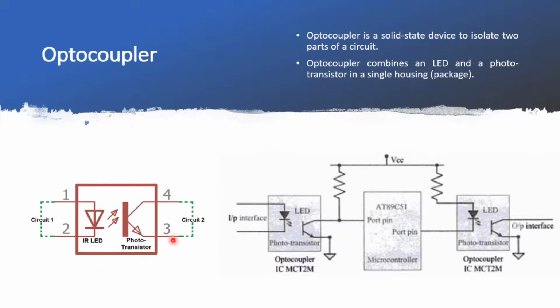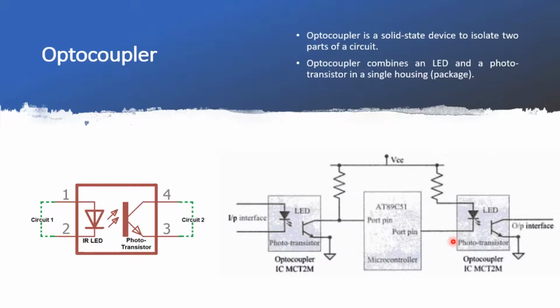So this is the basic structure. Here, how we obtain isolation is, circuit 1 and circuit 2 do not have a direct electrical connection. A current does not directly flow from circuit 1 to circuit 2, thereby it is an electrically isolated device. So whenever you need electrical isolation in your circuit, we are going to fit an optocoupler.